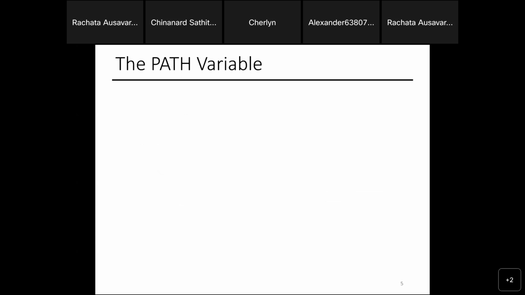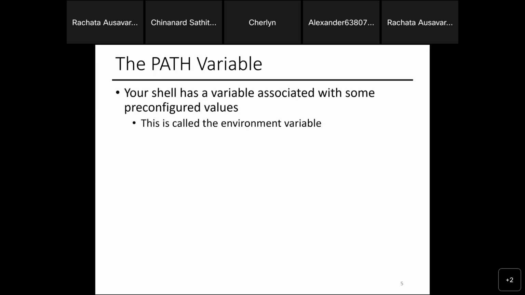Now, let's go back to the topic that we left last week: the path variable. We left with a question: when I type in a command like ls, how does it find the command? This is what happened. Your shell has a special variable. In computer science, what do we use variables for? Yeah, to store things. So you would use this path variable to store things.